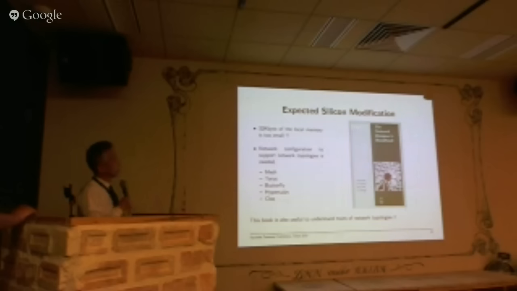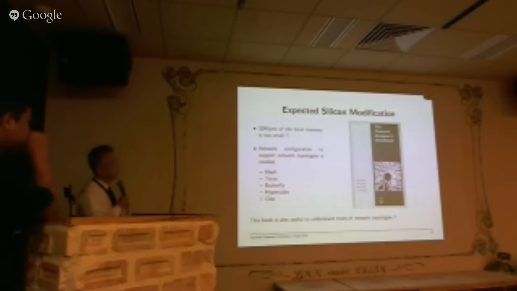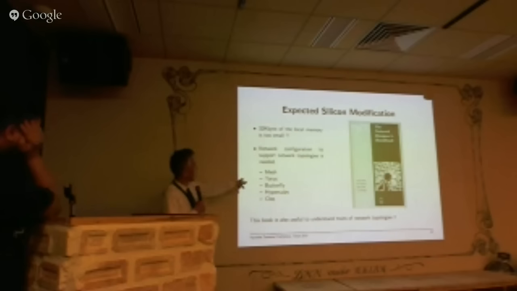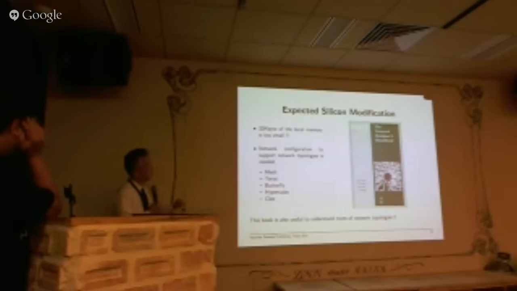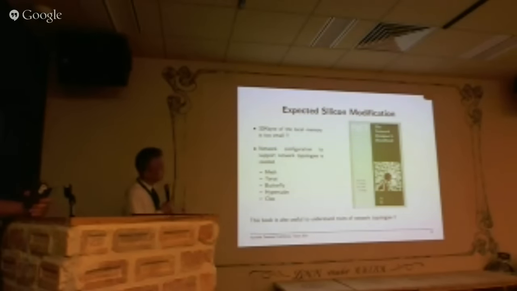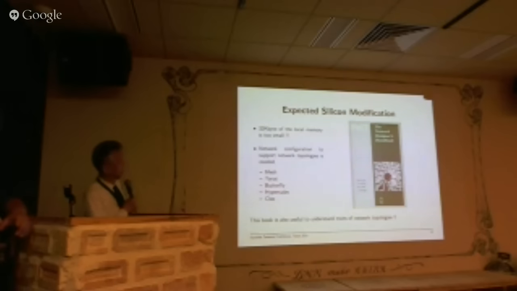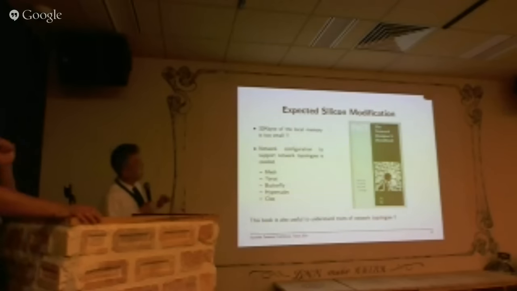Expected silicon modification, as many people are craving, 32 kilobytes of memory is not enough. We need more. The other issue is we need to support something in network configurations, to connect a mesh, torus, or to change mesh, torus, butterfly, hypercube, cross. Especially a cross network is useful for embedded use. If you are interested, just read this textbook. The answer is here.